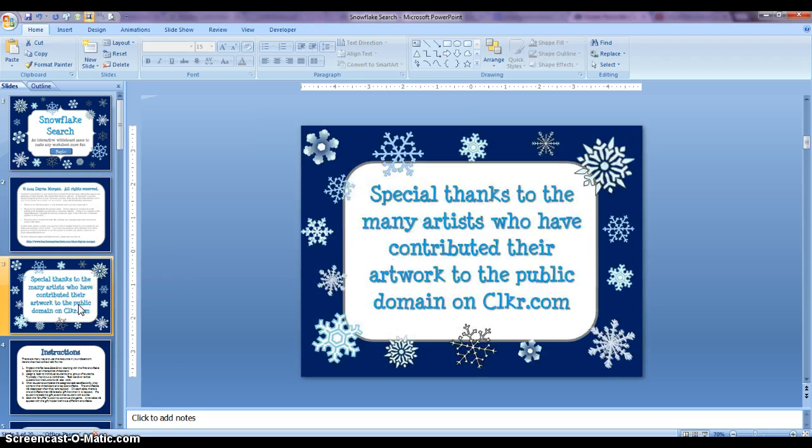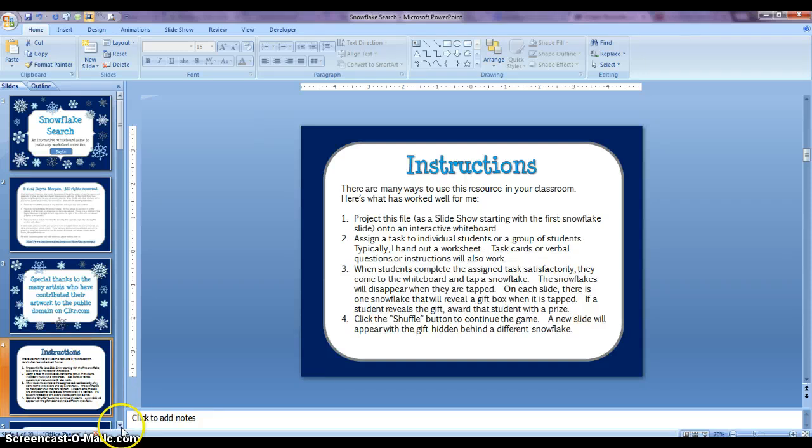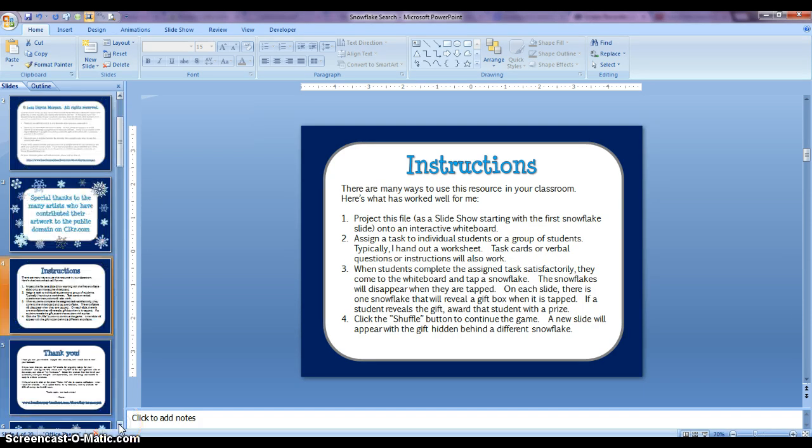I do want to just acknowledge all of the amazing artists that contributed their snowflake artwork to the public domain on clicker.com. That's where I got all of the snowflakes. There's some instructions here in case that comes in handy to you.